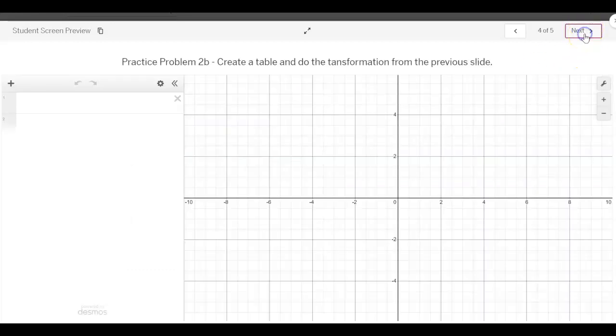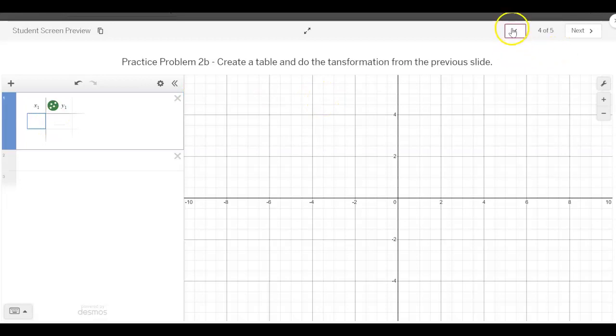Now, here's the fun part. On this next page, it says create a table and do the transformation from the previous slide. All right, we get to create a table again. So how do we create a table? We're going to hit the plus button and hit table. It creates our 2 columns for us. Now we just need to put in the coordinates.